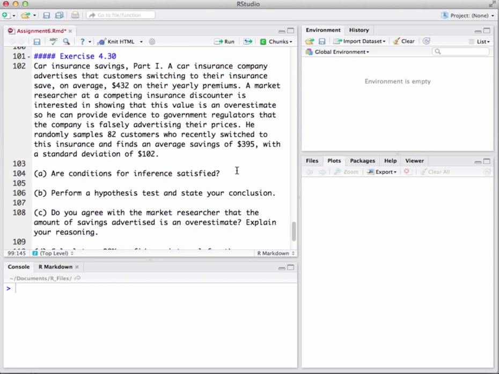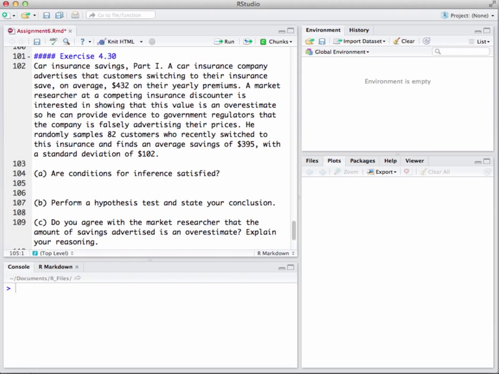In other words, we're going to do a hypothesis test here. We're going to see whether or not we have convincing evidence to take to the government regulators to say that this company is overstating how much money you're actually going to save if you switch to them for insurance. So what are the conditions for inference that we need to verify?